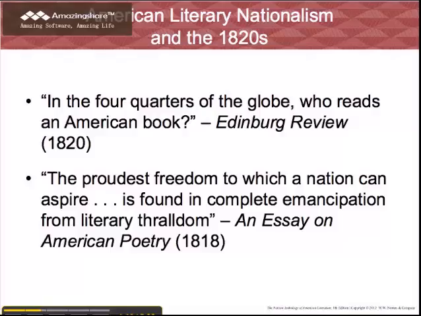could not claim to have won the War of 1812 until that victory manifested itself in the production of a distinctively American literature. The proudest freedom to which a nation can aspire, not excepting even political independence, is found in complete emancipation from literary thraldom, said Brown.